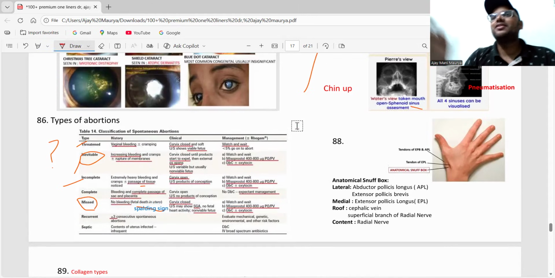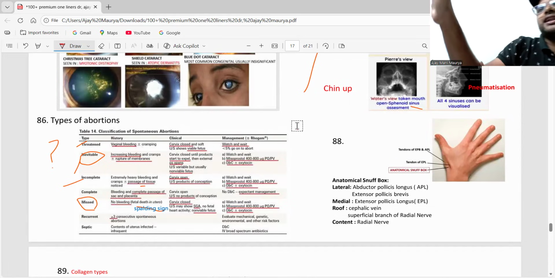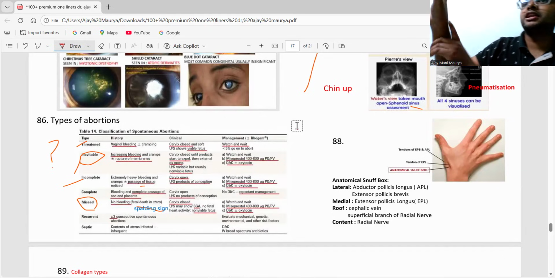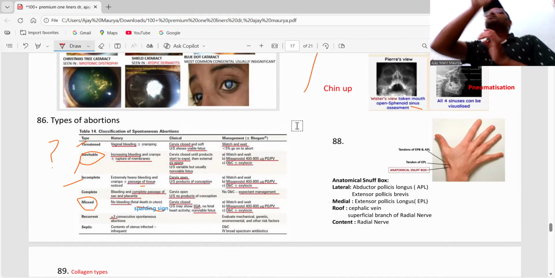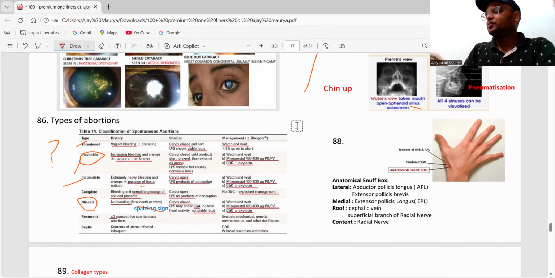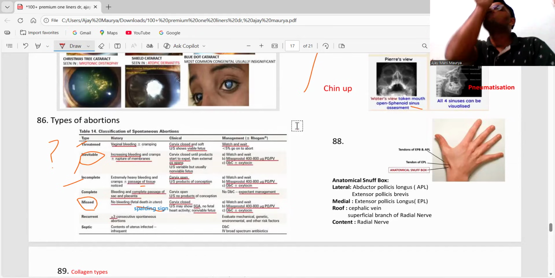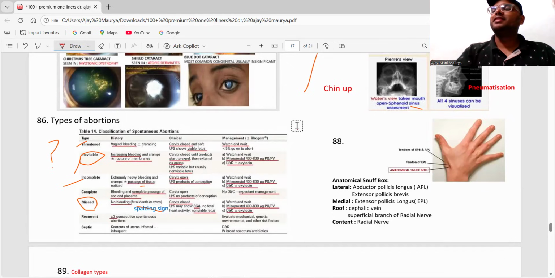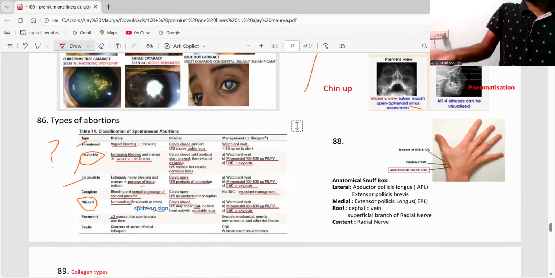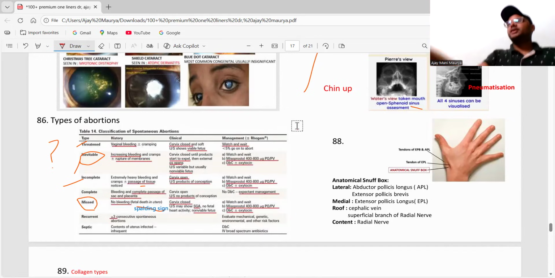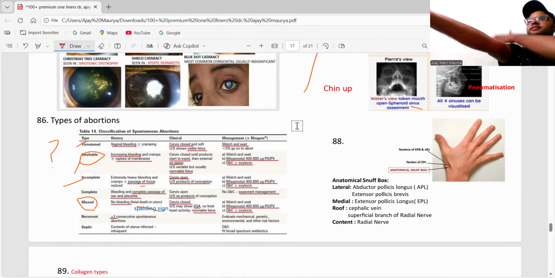This is the anatomical snuff box. In olden days, they would put cocaine powder here and snuff it like this. That is called the anatomical snuff box. What is your anatomical position? Keep this one like this.